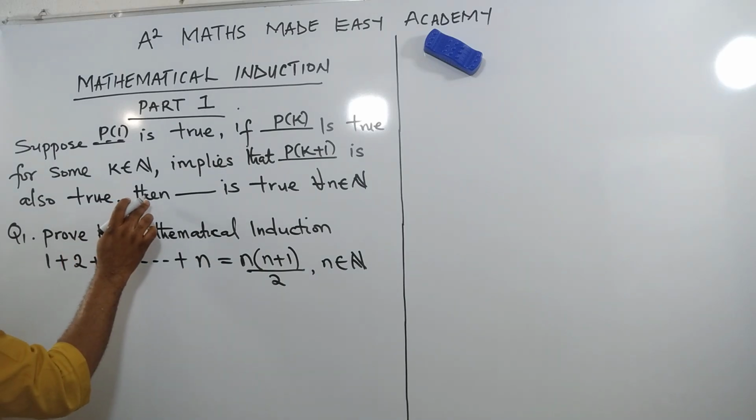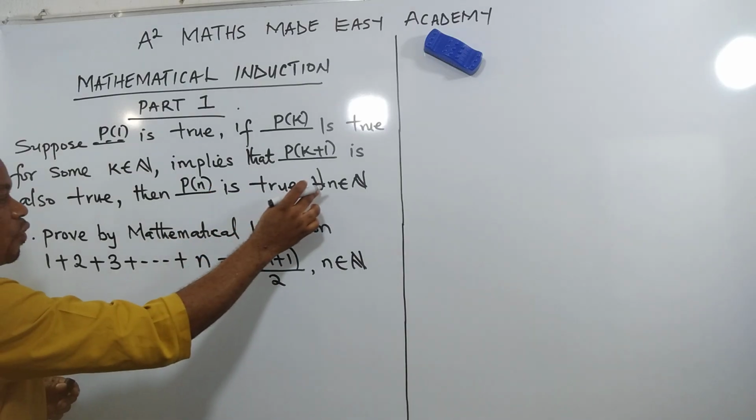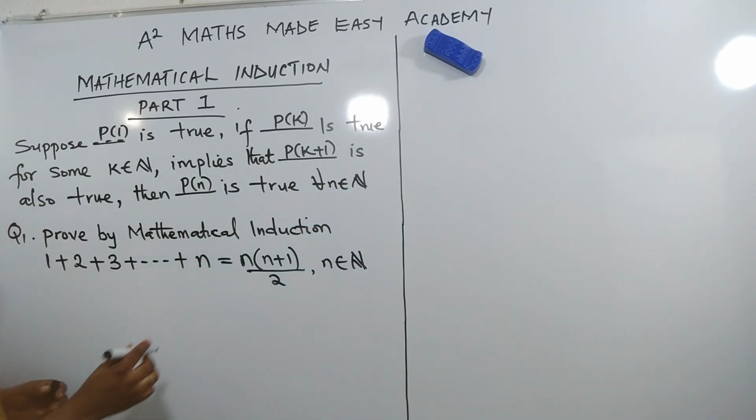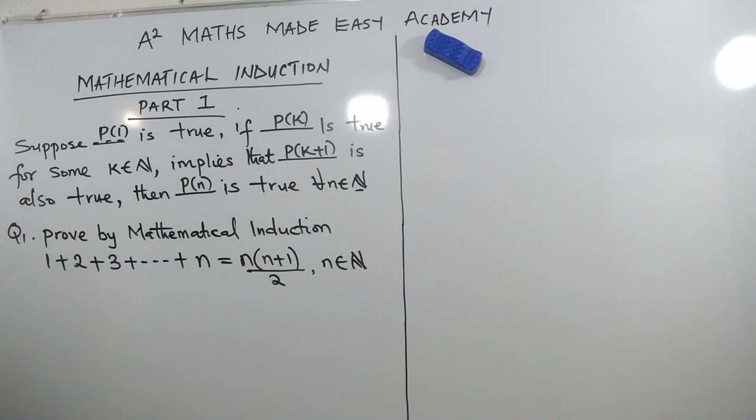Are you there? Then finally, P of n is true for all n a member of natural number. And what do you mean by a natural number? They are sets of positive whole numbers or counting numbers, which must always start with 1, increase to 2, increase to 3, 4, just like that till infinity. Now, we are going to look at the way by which mathematical induction can be solved or presented.